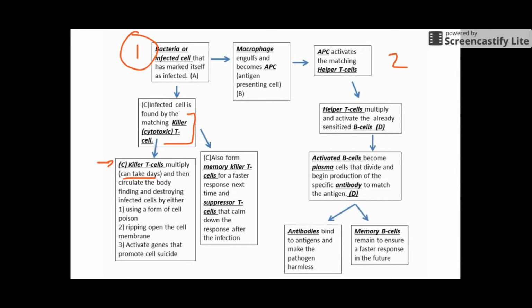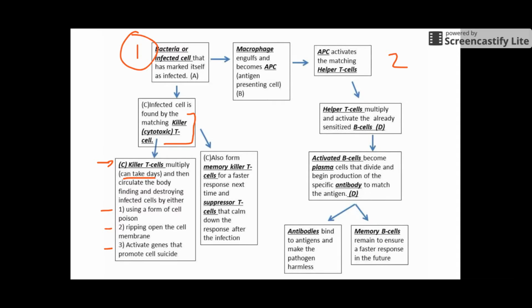And they circulate the body, and they find and destroy the infected cells, okay? And they do it a couple different ways. They have like a cell poison they can use. They can rip open the cell membrane. They can turn on a gene inside the cell that makes it essentially kill itself, okay? But that's one of our body's responses to these killer T cells.